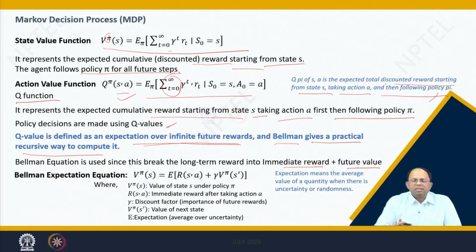So these are the two parts into which the overall value is broken up, and as per the Bellman equation, this is what is given. What is meant here is the value of state S under policy pi. That means we are trying to find the expectation, or the average, which is the average over uncertainty, that is, the average value of a quantity when there is uncertainty or randomness. So that is the expected value: the expectation of reward R of S, A, S dash, which is the immediate reward after taking action A, plus the discounted value of the next state, discounted using the discount factor, which is the indicator of the future rewards.